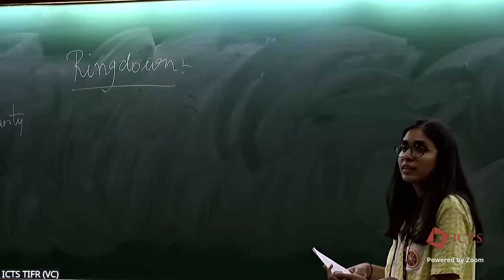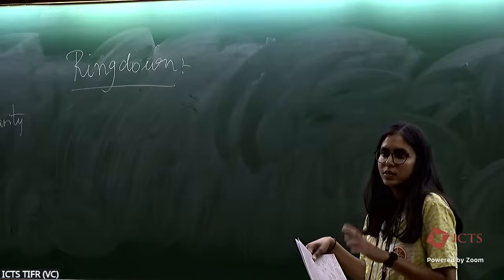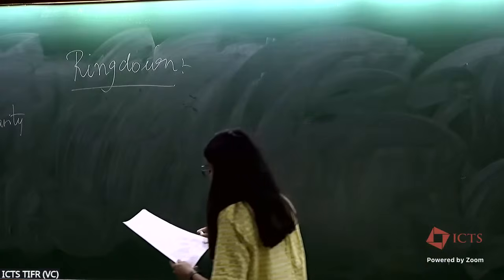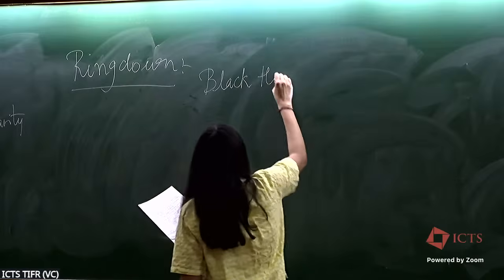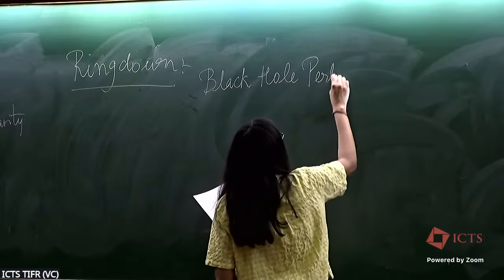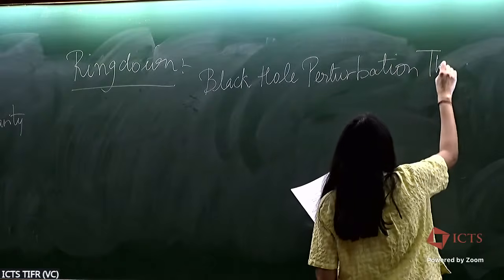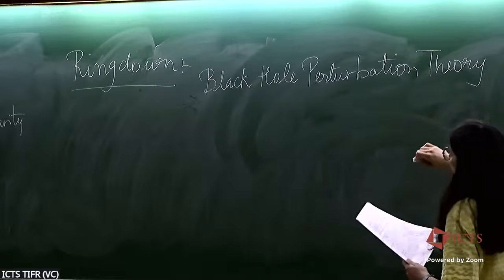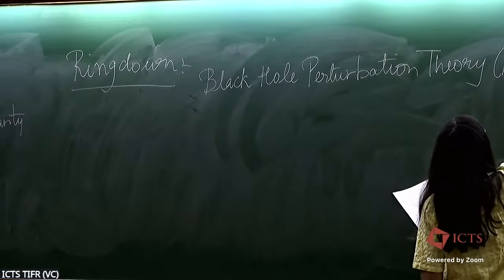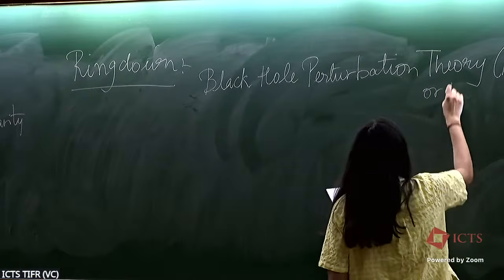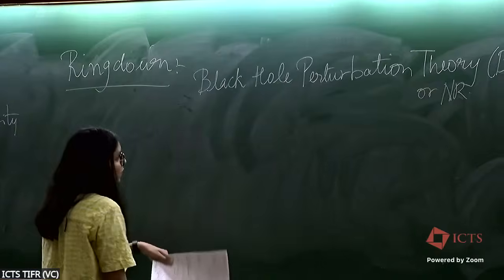If you remember in lecture 1, I was showing that depending on the part of the waveform that we are interested in, there are various techniques that we can use. For the ring down, it's black hole perturbation theory, and also numerical relativity simulations. From that also we can obtain the ring down. Here we will talk about the black hole perturbation theory, but what does it mean?